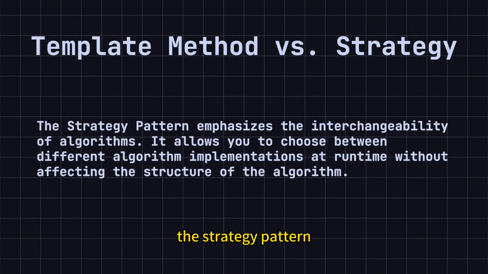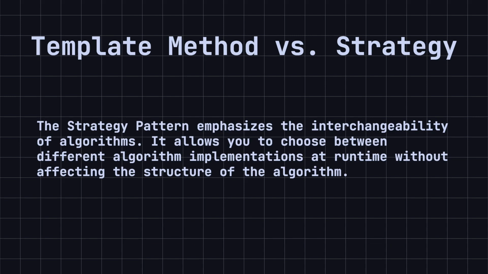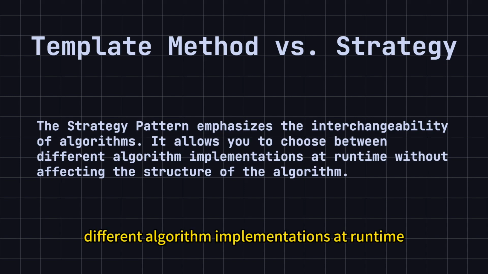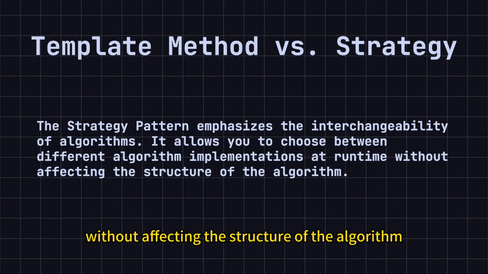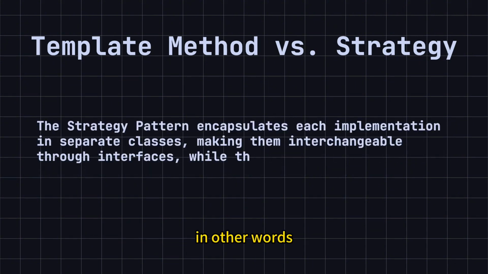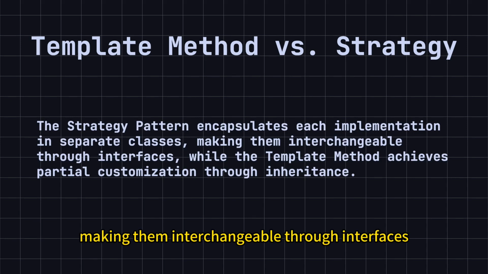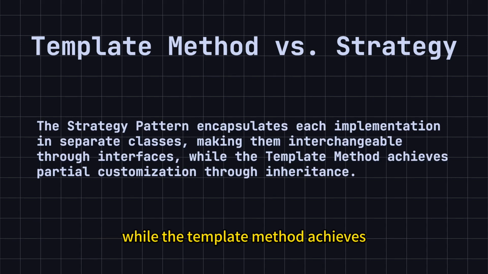On the other hand, the strategy pattern emphasizes the interchangeability of algorithms. It allows you to choose between different algorithm implementations at runtime without affecting the structure of the algorithm. In other words, the strategy pattern encapsulates each implementation in separate classes, making them interchangeable through interfaces, while the template method achieves partial customization through inheritance.